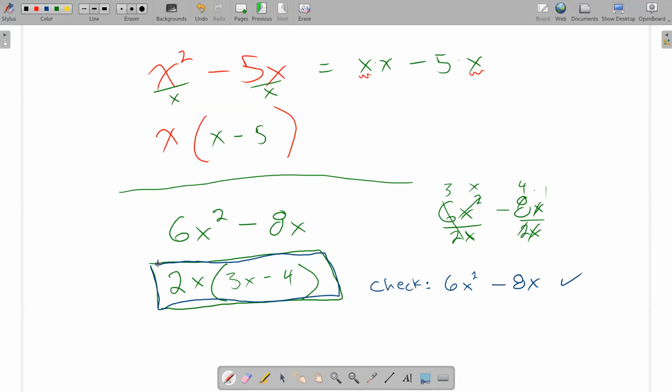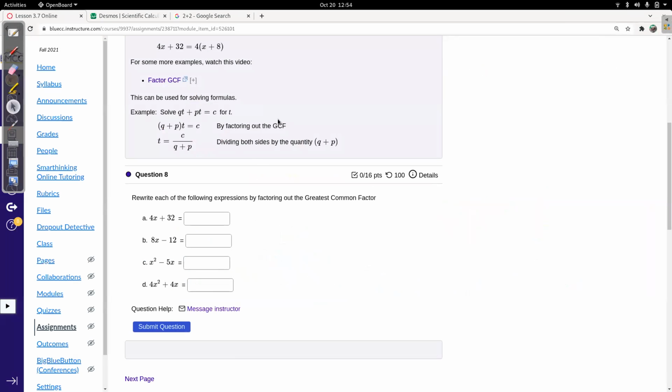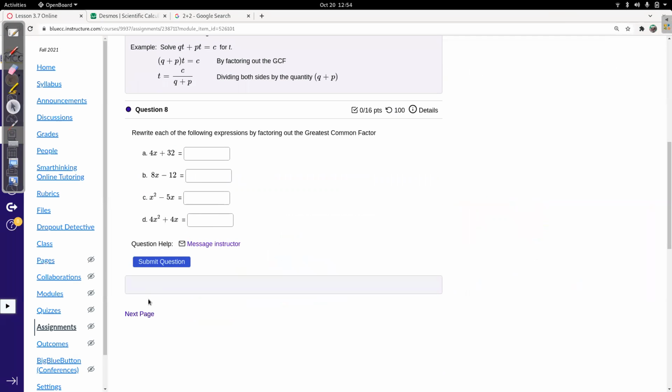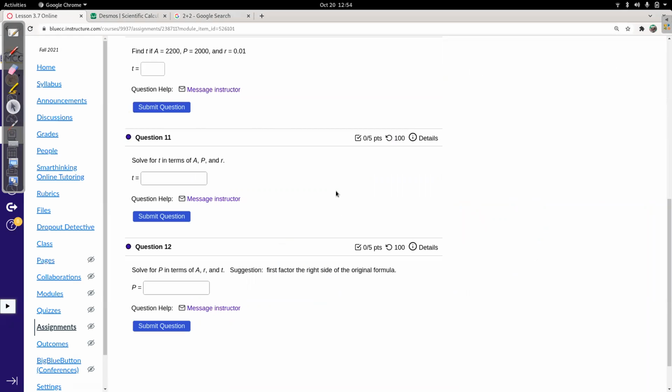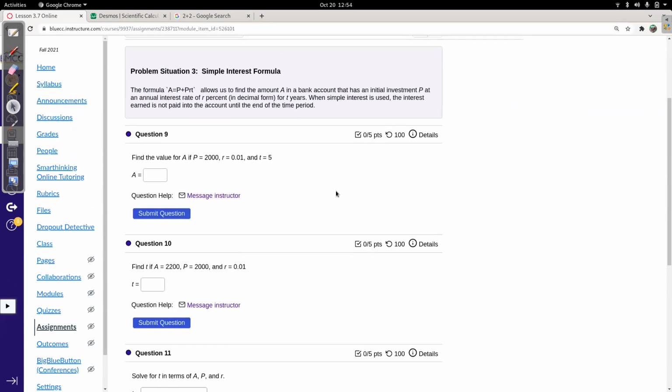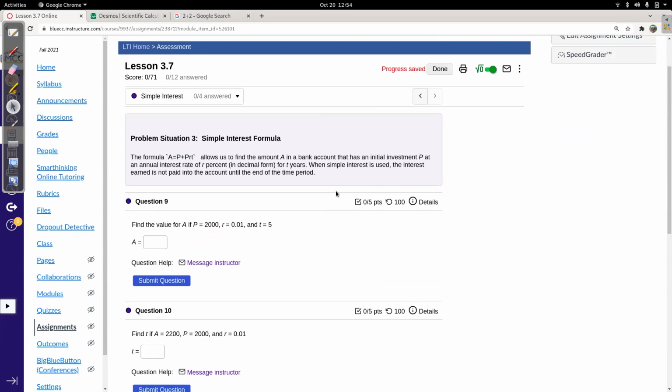All right, I want to look at one more example, and then I'm going to hang around and answer some questions, and then move on to some different problems. I'm going to skip over to the next page for a moment, because there's similar problems here. So the formula we're working with here is related to compound interest, or sorry, simple interest. We'll do compound interest later.